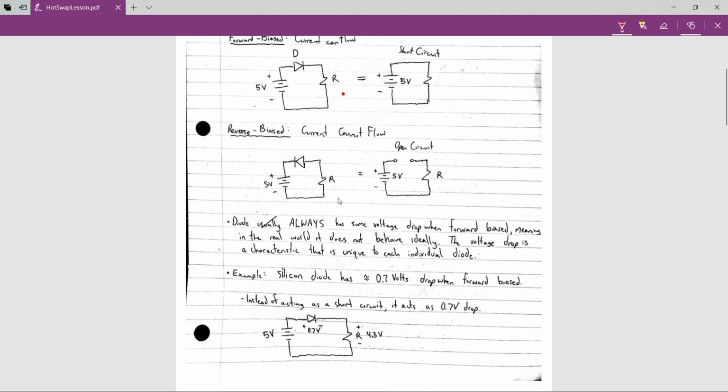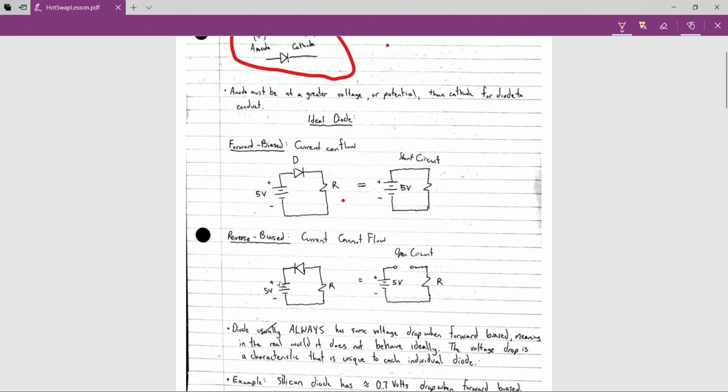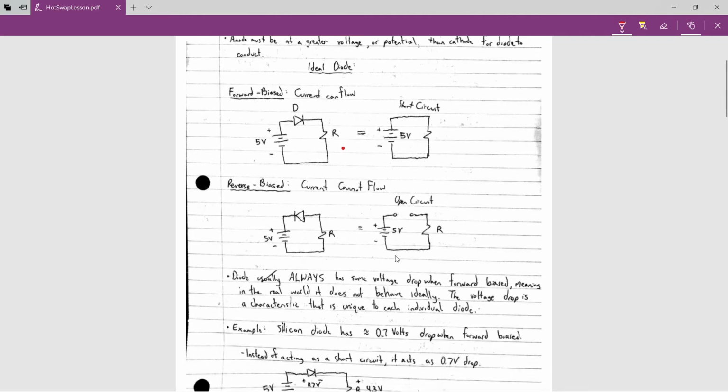On the other hand, reverse biased is obviously the other way around. So if I have the diode plugged in this way, plugged in reverse from the last image, I have a higher voltage here on the cathode, and I don't actually remember cathode and anode, so that's why I have to scroll back up to look at it. But I have a higher voltage here on the cathode than on the anode, so no current is going to be able to flow through here, and effectively I can treat this diode as an open circuit in that case. So nothing's going to flow through this circuit.